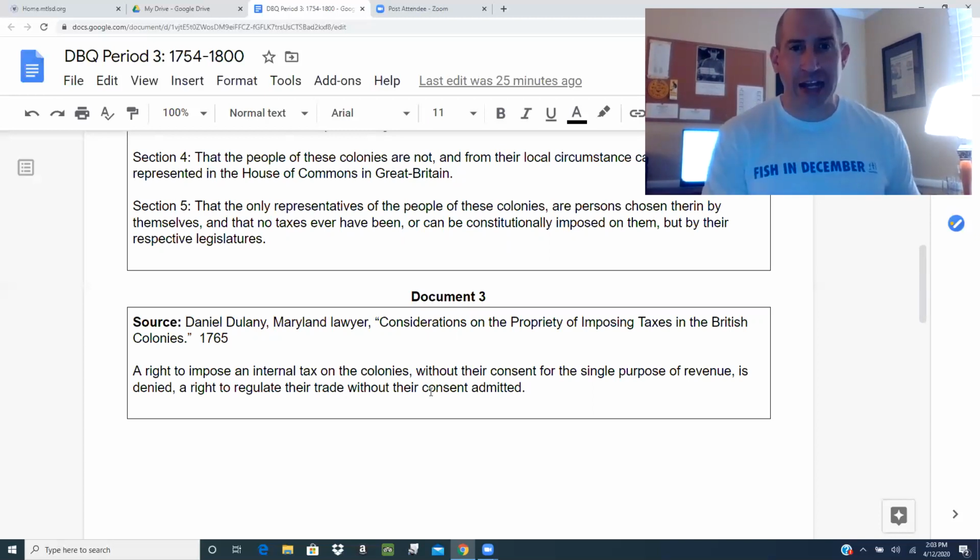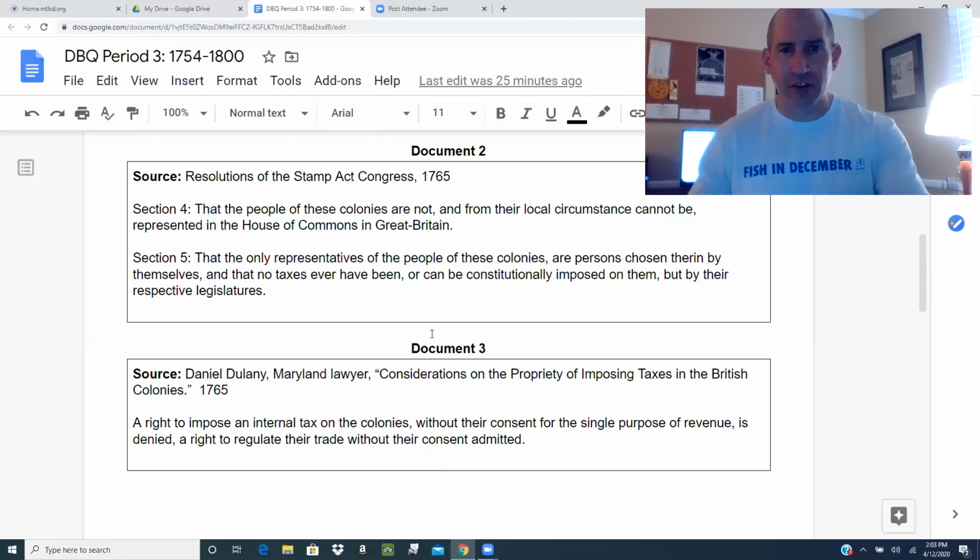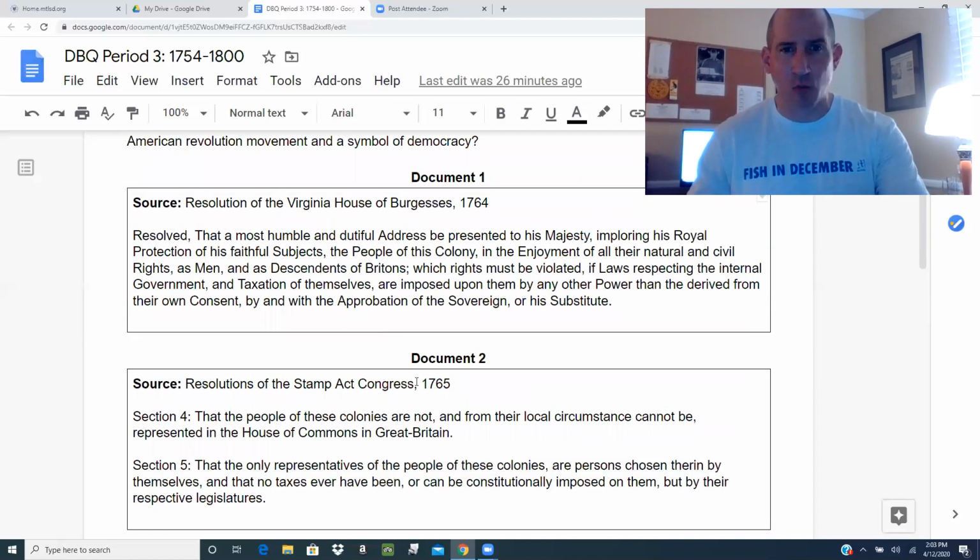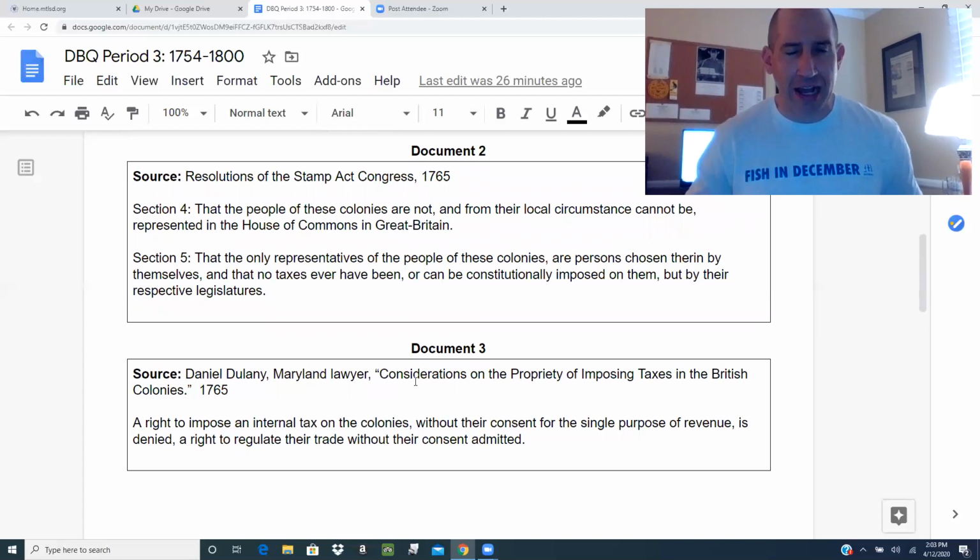This internal tax sets everything off. You did not see the type of resistance to the Sugar Act in document 1 that you see to the Stamp Act, right? And there's so much outside evidence that we could bring in here. Now all of a sudden we have the Stamp Act Congress. The Sons of Liberty are organized, and the crowd activity that attacks the stamp man.